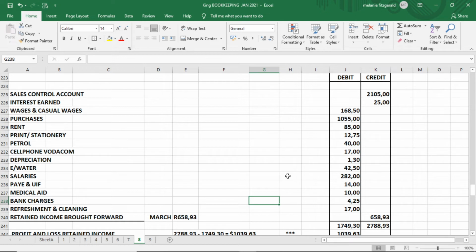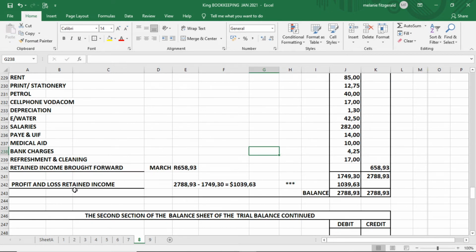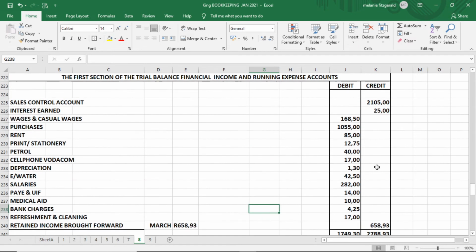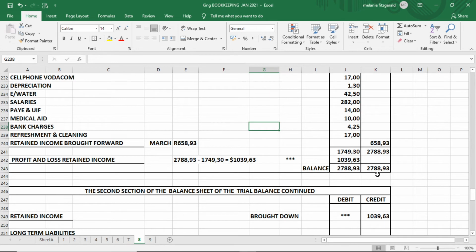So you should be familiar with that now because it's just a repeat, with a new month of April. Like we did in March, we're now doing the month of April. So the profit and loss retained income is this amount. We add up everything over here, and we get to that final amount down here.